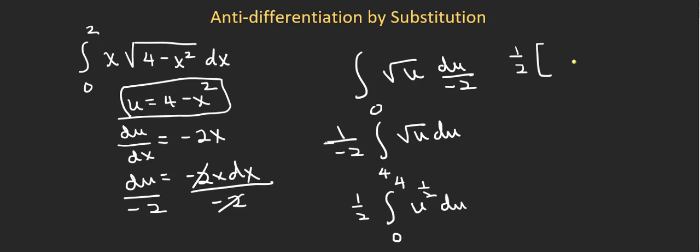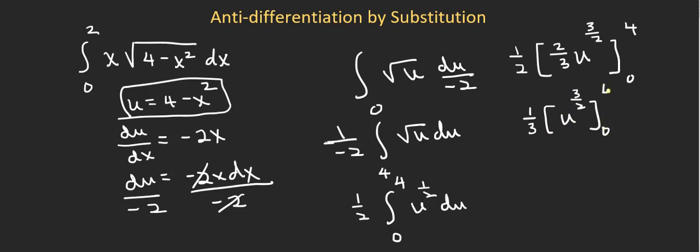So 1 over 2. What's the antiderivative of u to the 1/2? That's going to be u to the 3 over 2, over 3 over 2, which becomes 2 over 3, from 0 to 4. Now we don't need plus c anymore because this is a definite integral. You only need c for indefinite. So the 2 cancels out here, you get 1/3, from 0 to 4.